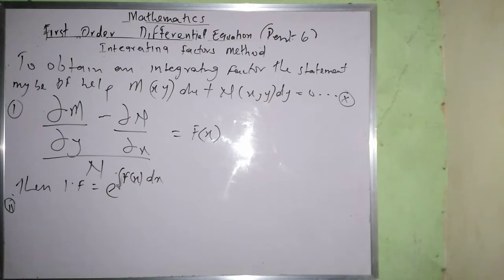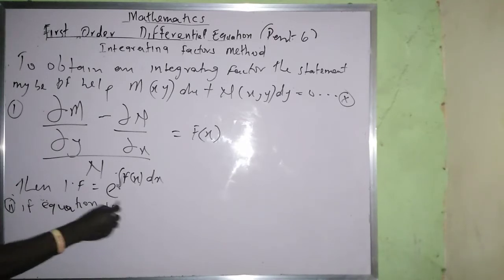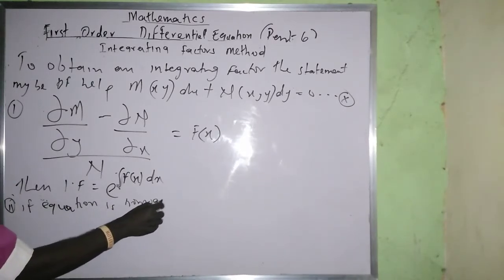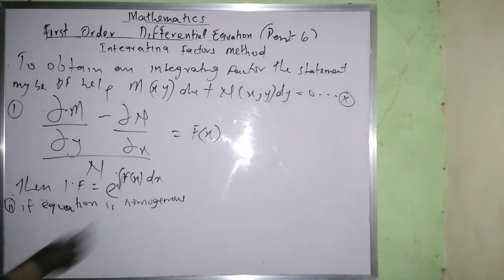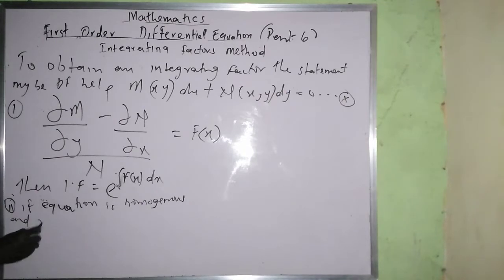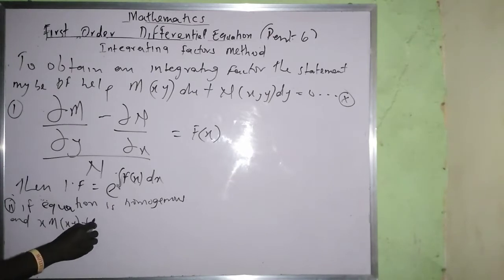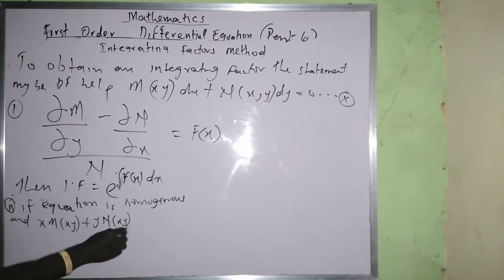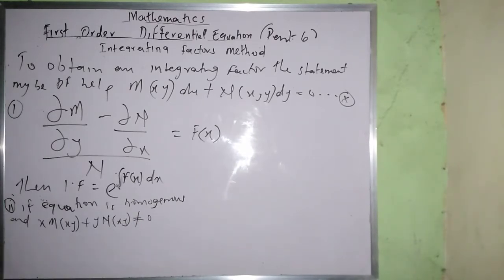Number 2, the same thing. If the equation is homogeneous and xM(x,y) + yN(x,y) is not equal to 0. Sorry, before we move on to this one, let me explain the first one. Sorry, there are two of them, which is the opposite of this one.